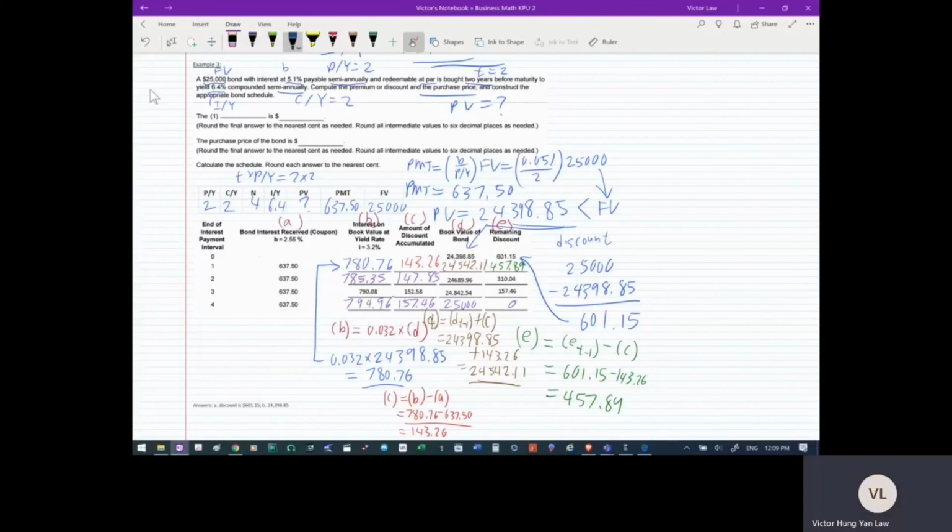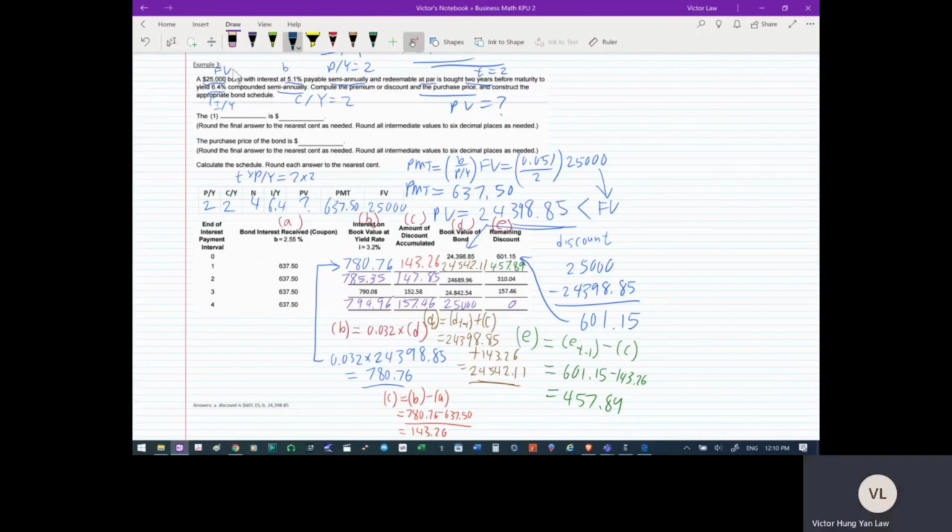Example 3: a $25,000 bond with interest at 5.1% payable semi-annually and redeemable at par is bought 2 years before maturity to yield 6.4% compounded semi-annually. Compute the premium or discount and the purchase price and construct the appropriate bond schedule.